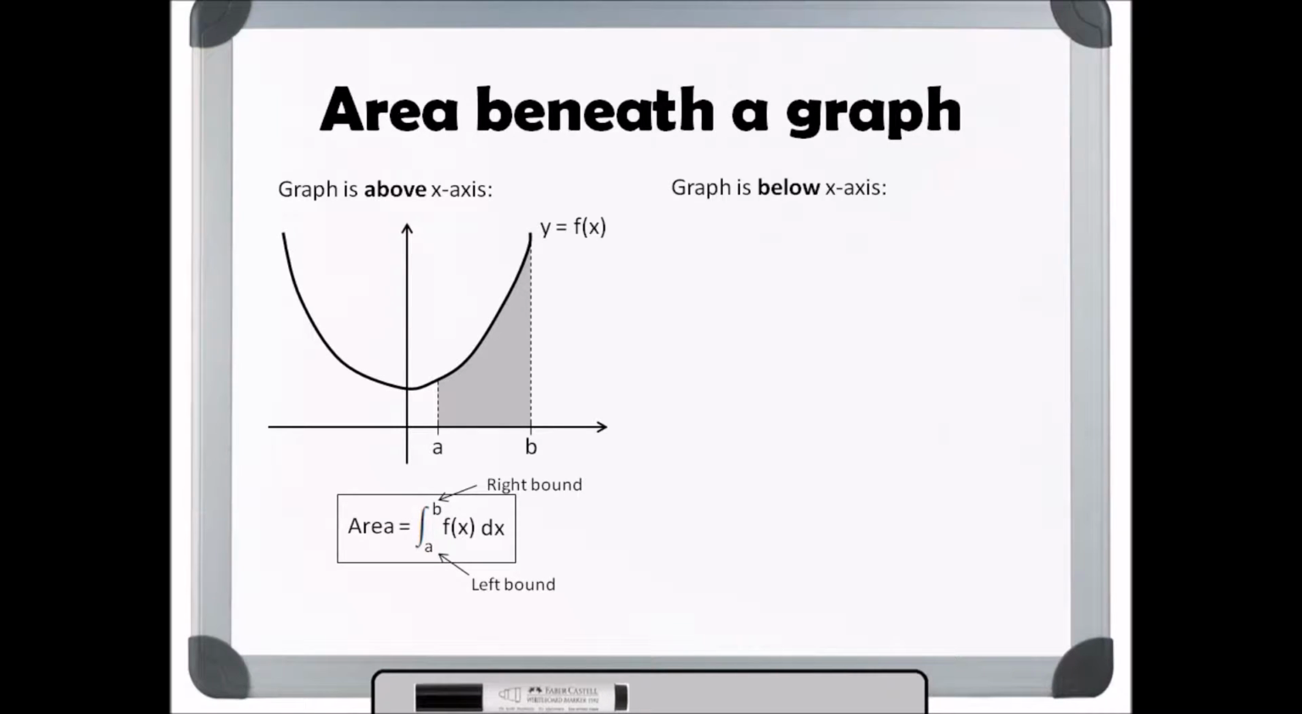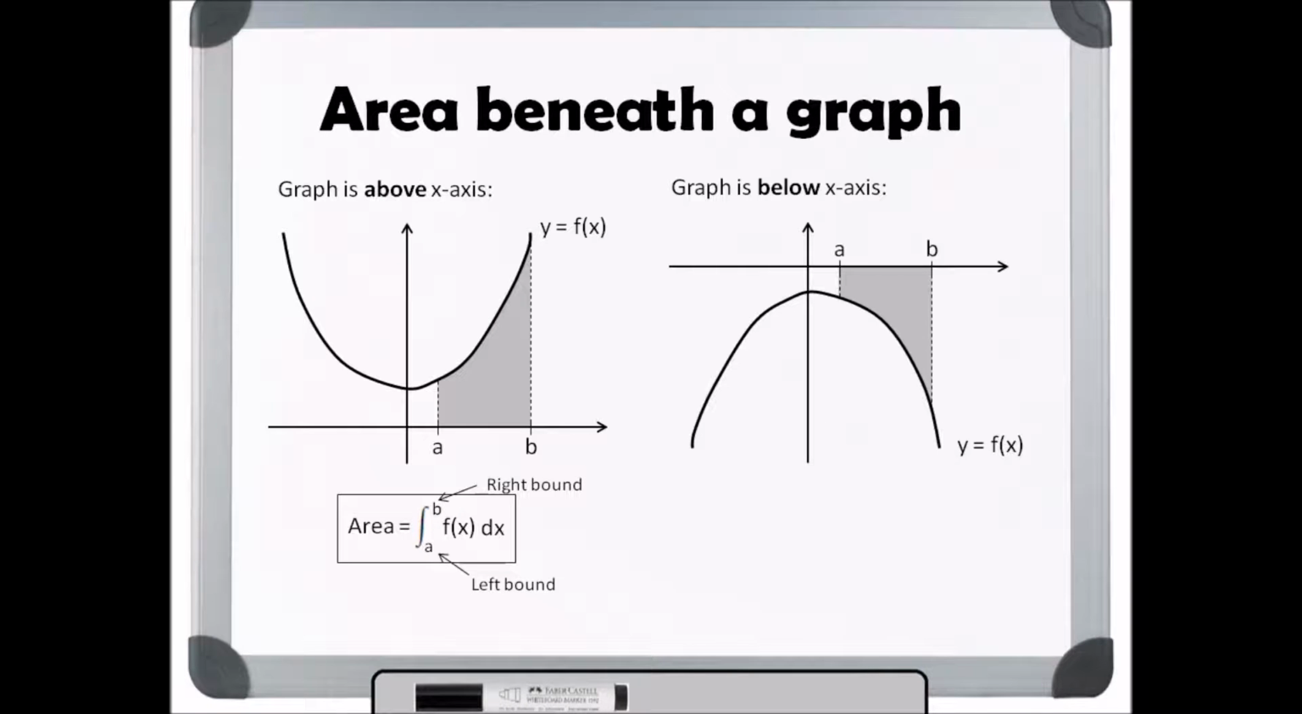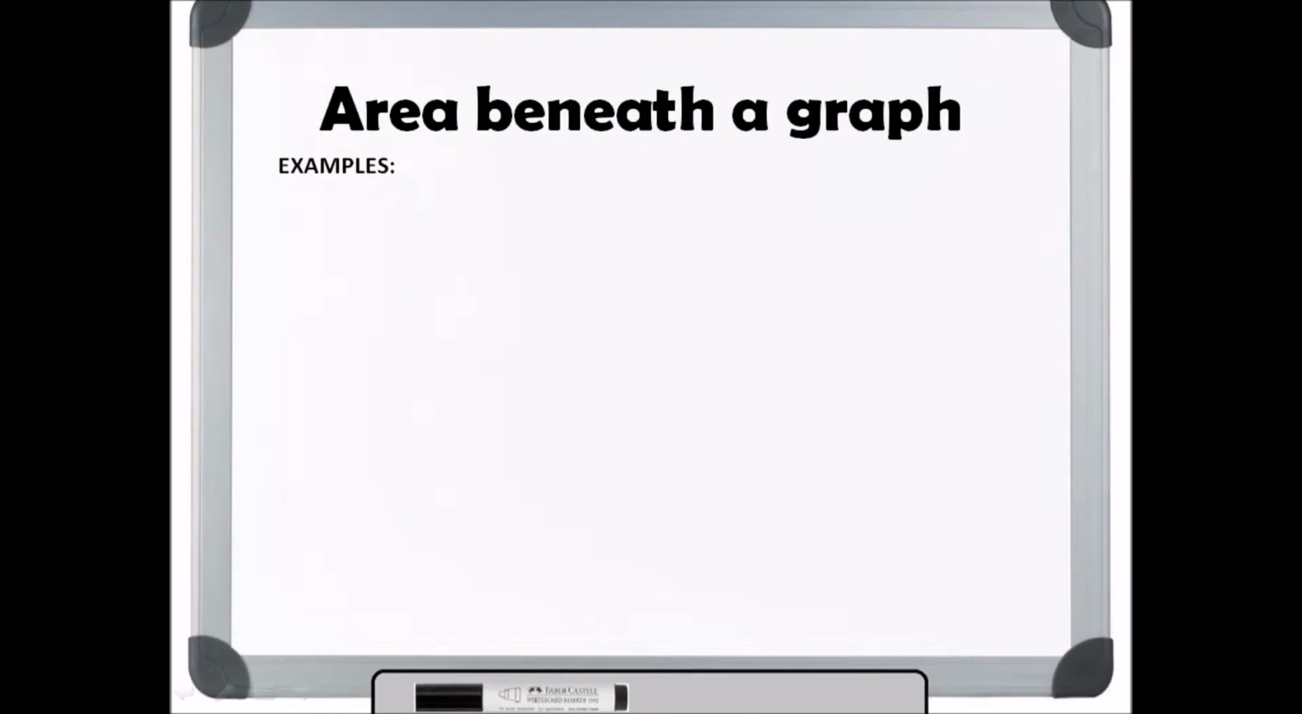On the other hand, if your graph is below the x-axis as follows, we would still get our area being equal to the definite integral of the function from b to a, but this time you need to include a negative sign in front of the definite integral. Let's have a look at an example.